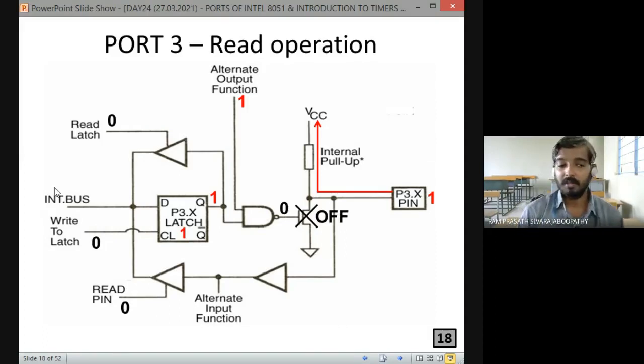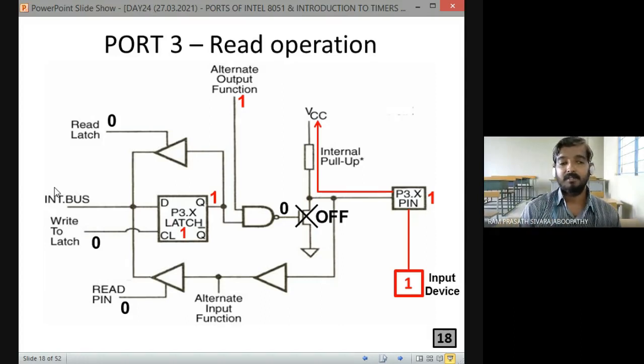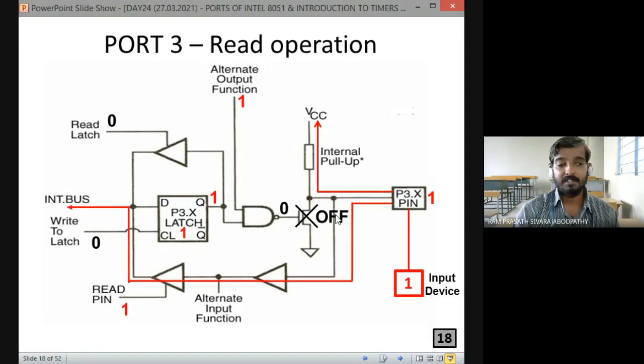Fine. Okay, now coming to the read operation. I am connecting an input device. Okay, it is providing logic 1. So already the port pin is in logic 1 only. Fine. Now the read pin will get enabled. Fine. There is no enable signal for this buffer. That means when this read pin gets enabled, whatever the logic at the port pin, it is getting into the internal bus. I hope it is clear to everyone.